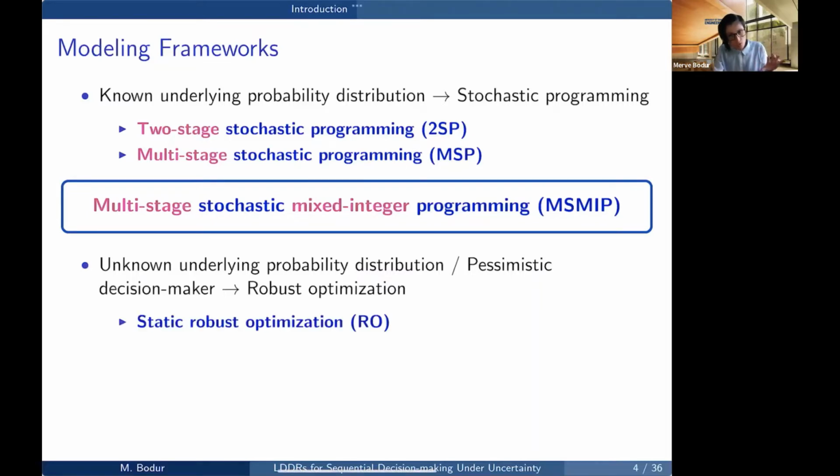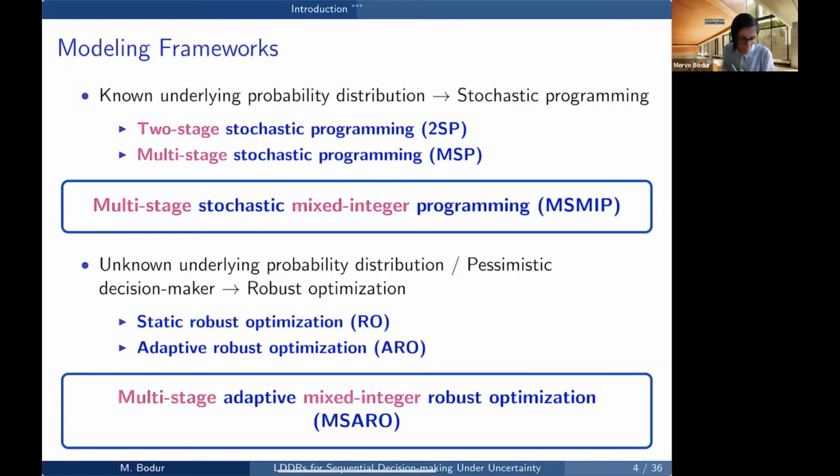So again, in terms of whether you can adapt your decisions towards the observations of the uncertainty, if you won't be able to do that, then you are talking about static robust optimization models. On the other hand, if you will be able to adjust your decisions as you go, then we are talking about adaptive robust optimization, ARO. And our main goal will be, again, one of the most challenging classes of robust optimization problems, namely multi-stage adaptive mixed integer robust optimization problems, MSARO.